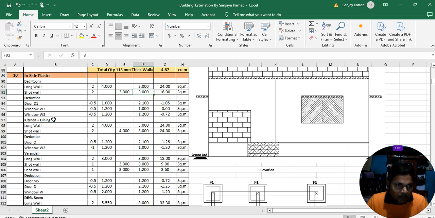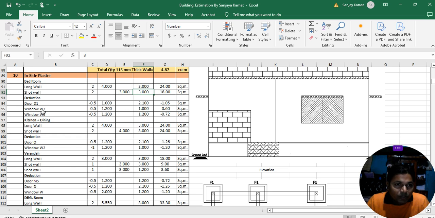And deduction of the W3. So when we do the deduction of door D1, we have to take the number minus 0.5, length 1 meter, and thickness 2.100 meter. Once you know these 3 values, multiply them. After multiplying you will get minus 1.05 square meter.